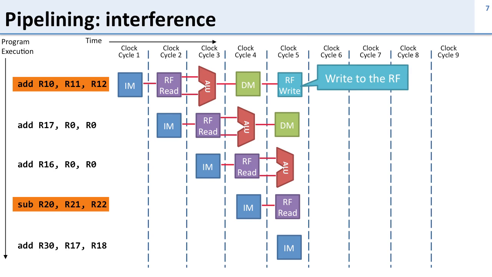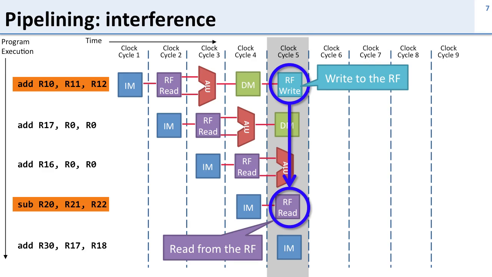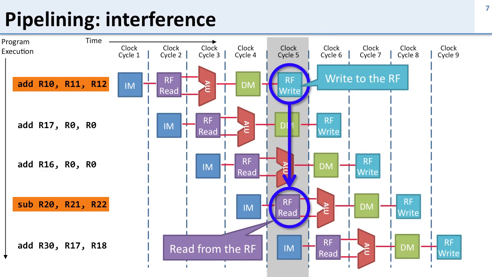So the first instruction here is writing to the register file. At the same time, the 4th instruction wants to read from the register file. So this is interference. We have 2 instructions that are both trying to use the same resource in the pipeline. And we need to figure out how to fix this, or we're not going to get the right result. We only have 1 register file, so how do we have 2 instructions use that register file? We need to fix this before we can go on and run the rest of the pipeline.